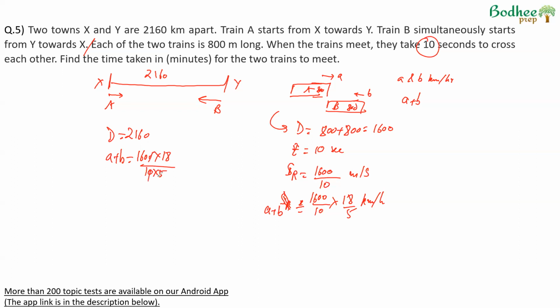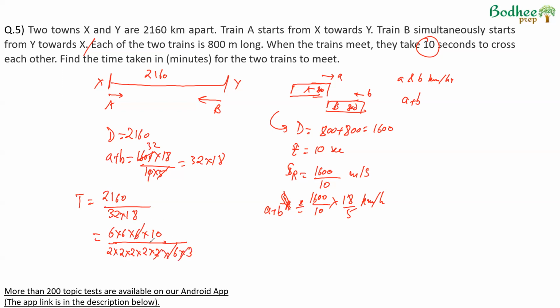We can cross out 0. We can also cross out 32. So relative speed is 32 into 18 kilometers per hour. And therefore the time required to cover the distance by the two trains will be distance upon relative speed. 2160 can be written as 6 into 6 into 6 into 10. 32 becomes 2 into 2 into 2 into 2 into 2. 5 times 18 becomes 6 into 3. So 6 gone. 3 twos are 6 gone.